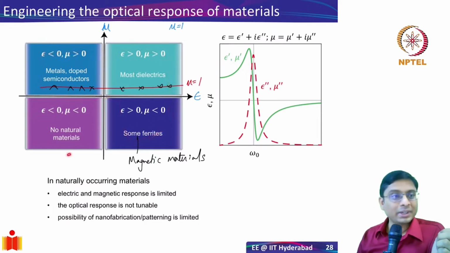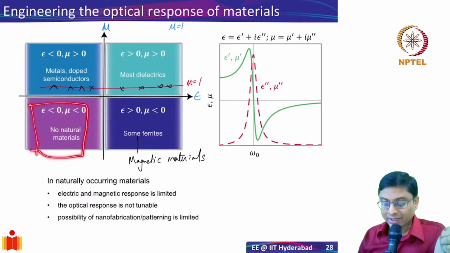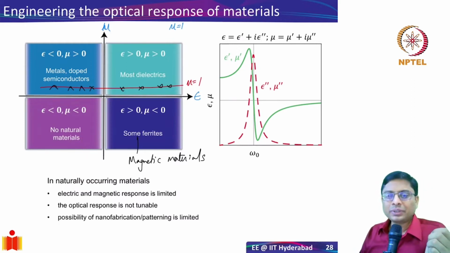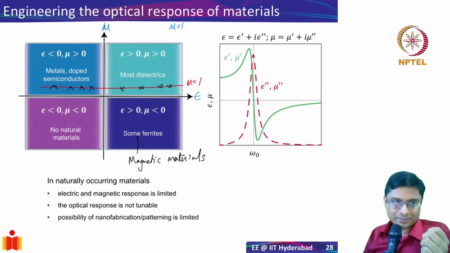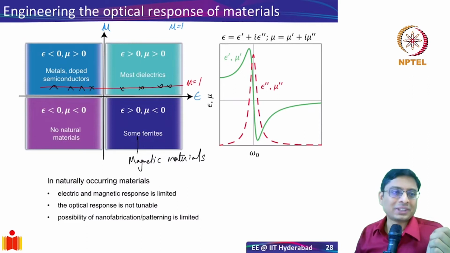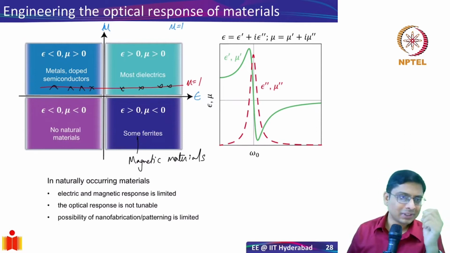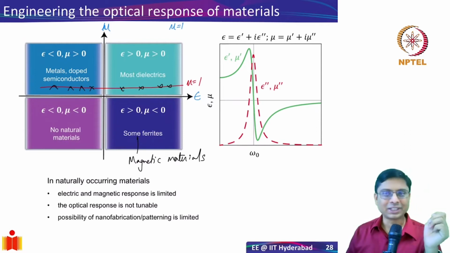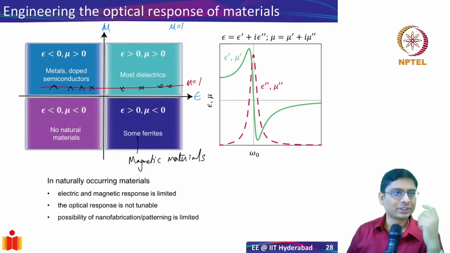There are no natural materials available which exhibit the property of negative mu and negative epsilon. In a way, that has some very interesting properties. If you're able to find materials with both negative mu and negative epsilon, we can find some interesting applications, and we want to look for that. We want to engineer that. In the nanophotonics community, starting with about 2000, there has been a lot of emphasis on this. For at least 10 to 15 years, there was very strong research going on.